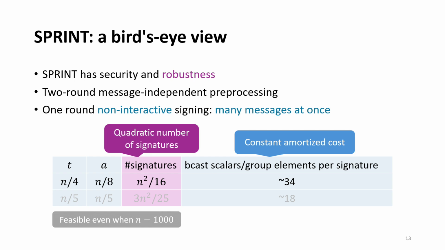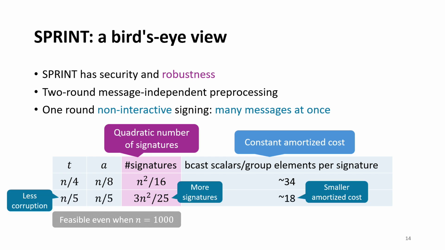Here we're counting the communication cost as the number of broadcasted group elements, and we view the broadcast as a black box. These numbers get better if you have less corruption. For example, if T equals n over 5, then we'll generate more signatures with a smaller amortized cost per signature.